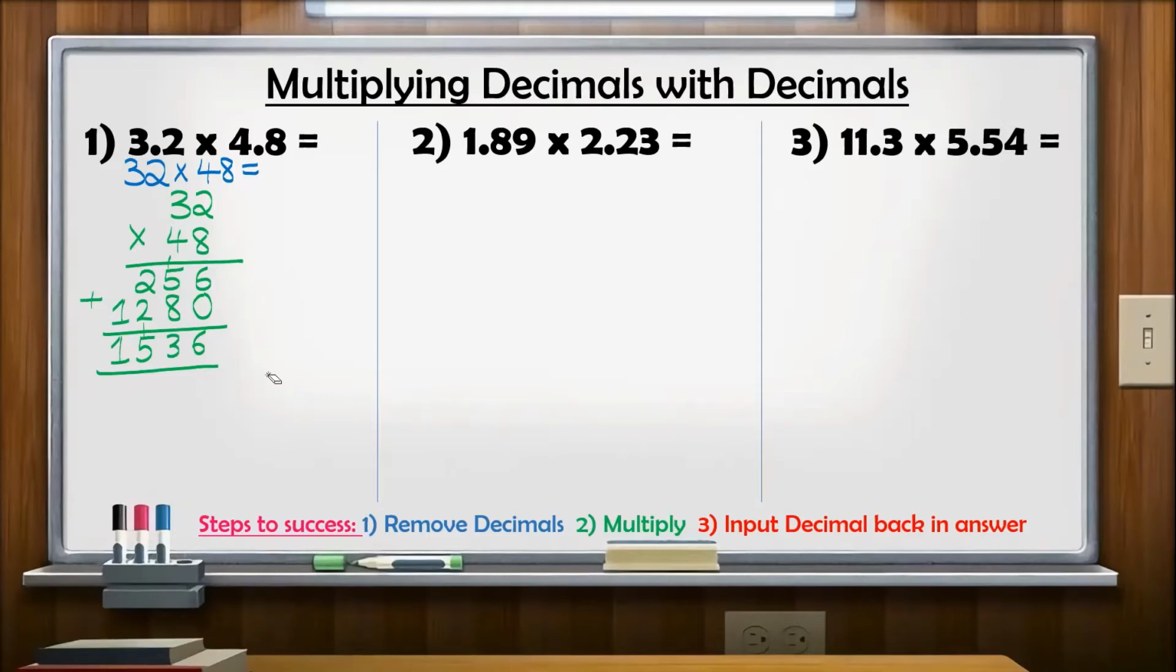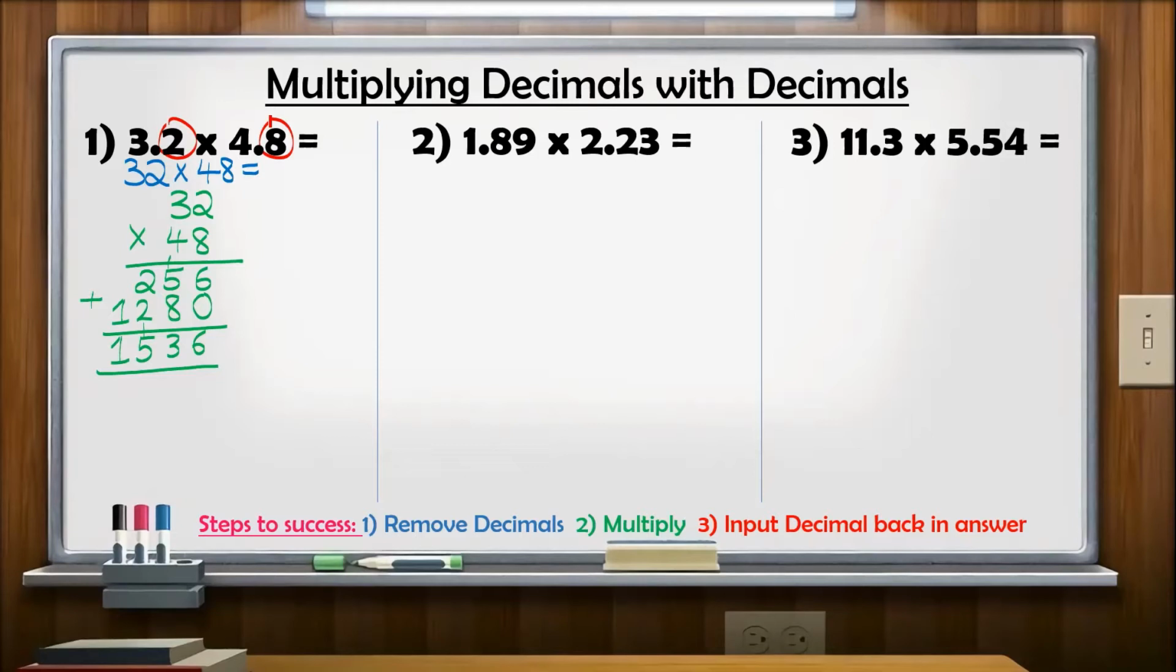I will be using my answer of 32 times 48 to do this, but firstly I need to go back to my original question of 3.2 times 4.8. What I'm going to ask myself is how many digits are after a decimal point in the whole question. So in this case, I have the number 2 here and the number 8 here. So therefore, that means I have 2 numbers after a decimal point in my question. So my answer will also have 2 numbers after the decimal point.